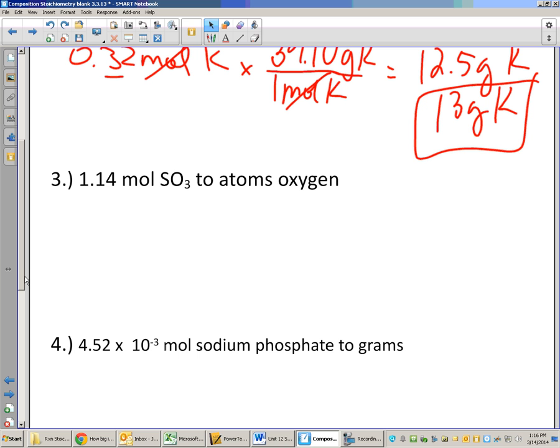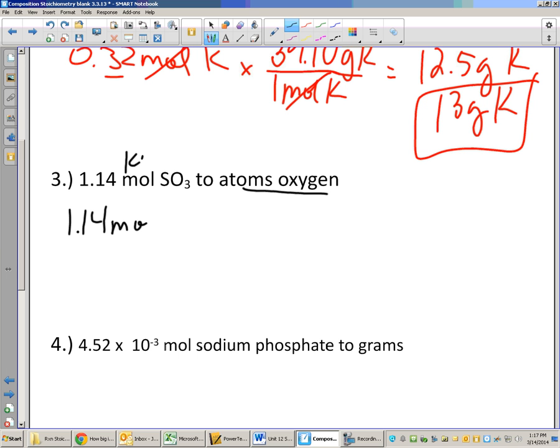1.14 moles of sulfur. Oh, what's the name of that? No, that's only if it's an ion. This is a molecule. Use your prefixes. Sulfur trioxide. Okay, now I'm going to atoms of oxygen. This is not the same. So far it's been the same. Now we got to get inside the molecule.